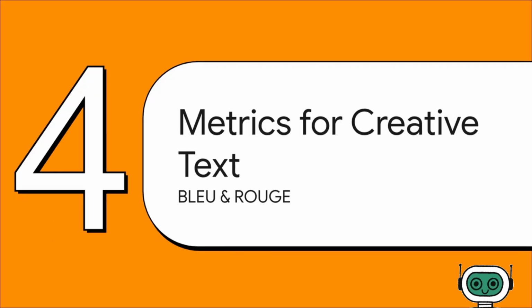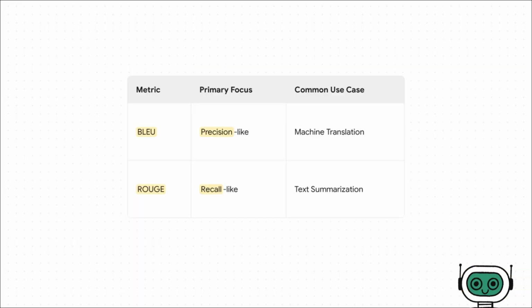This whole balancing act isn't just for simple classification. It's just as important for more complex, creative tasks like machine translation or automatically summarizing an article, where there isn't just one single correct answer. For those jobs, we use specialized metrics. For translation, there's BLEU, which acts a lot like precision. It checks if the words the model chose are good ones. For summarization, there's ROUGE, which is more like recall. It checks if the summary captured all the key points. They're just different flavors of the same core ideas we've been talking about.